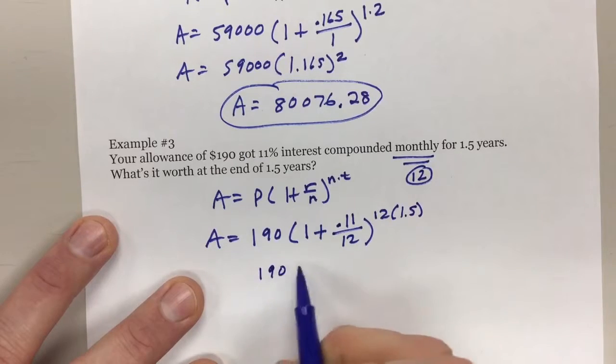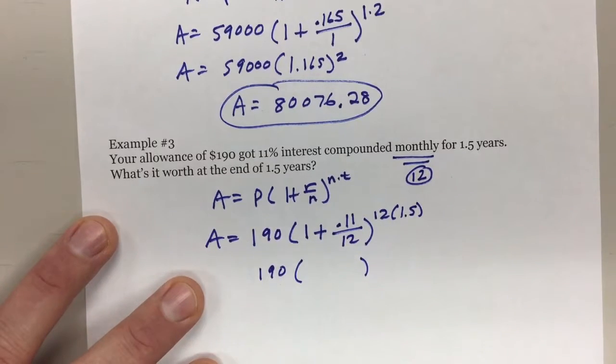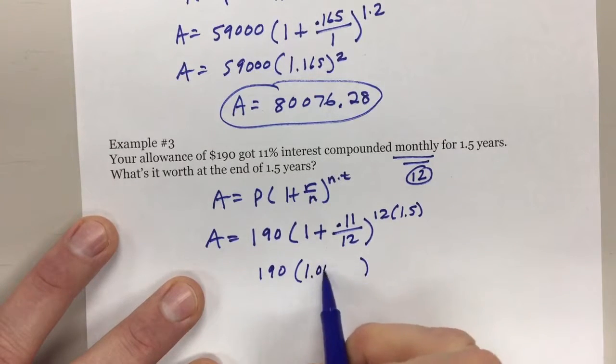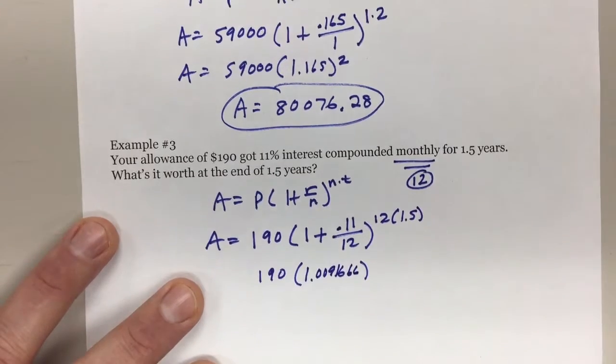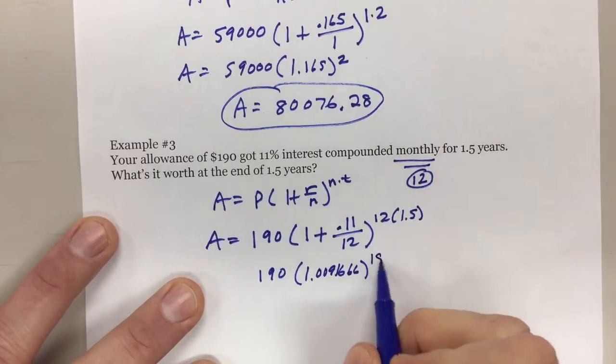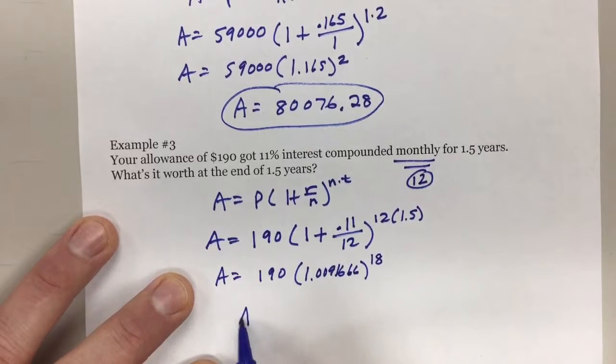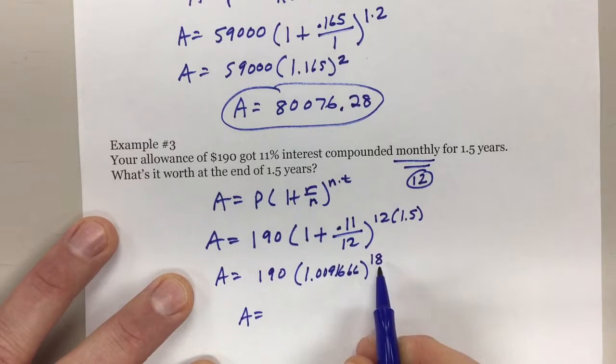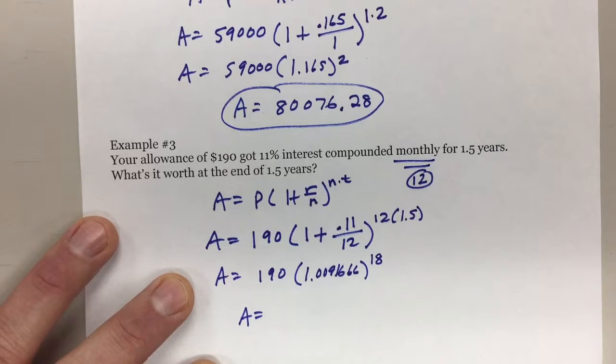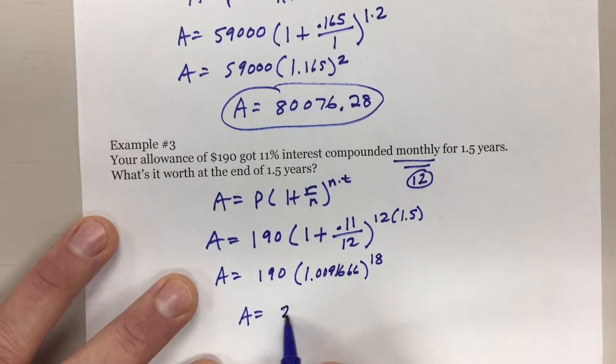So the first step is to do what's in parentheses. So 0.11 divided by 12. Add it to 1. I get 1.00916666. 12 times 1.5, I would do that at the same time here. I get 18. And now I would take this value to the 18th power and then multiply by 190. So 1.0091666 to the 18th power times $190. And at the end of the 1.5 years, I would have $223.92.